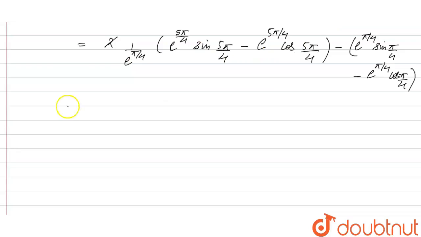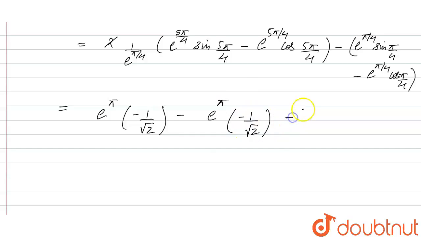So if we solve this, if we multiply it inside, we have e raised to power pi, sine 5 pi by 4 is minus 1 by root 2, and we have minus here, and this will be e raised to power pi, cos 5 pi by 4 is minus 1 by root 2, and minus of, if you multiply this term here, sine pi by 4 is 1 by root 2, and minus of 1 by root 2 here.